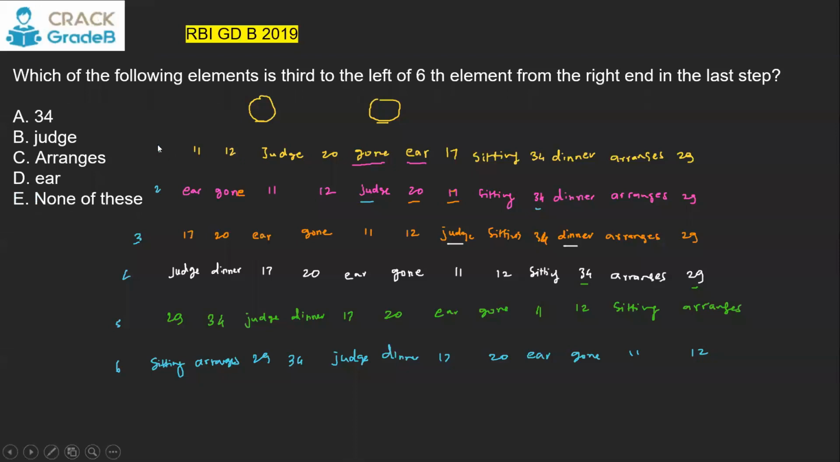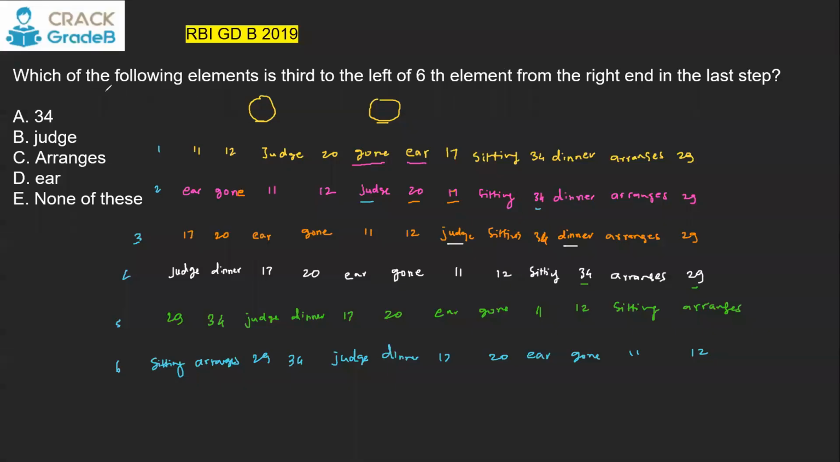Next, which of the following elements is third to the left of the sixth element from the right end in the last step? From the right end you want the sixth, and third to its left. That means cumulatively you want 6 plus 3, 9 from the left. So 1, 2, 3, 4, 5, 6, 7, 8, 9. That is 34. The answer will be option A.